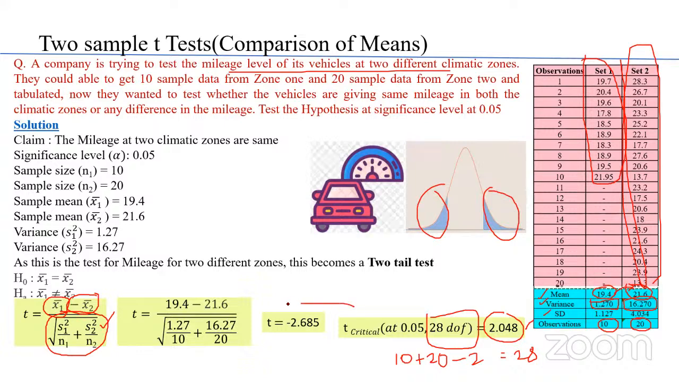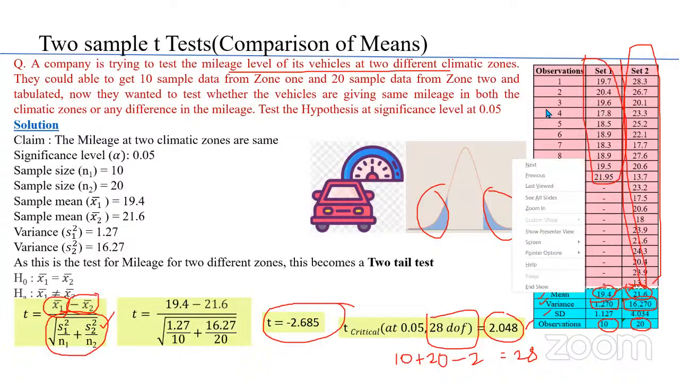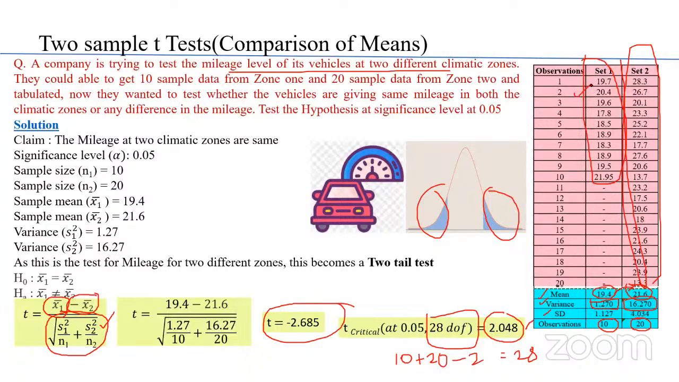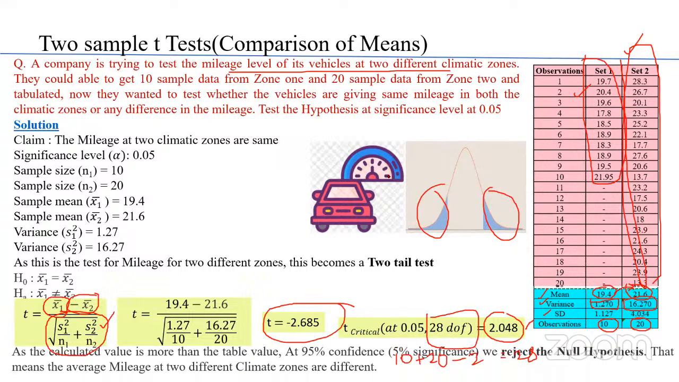And our calculated value is minus 2.685. Definitely, the first set of observations has got less performance when compared to this one. That's why I got a negative value. In addition to that, it is beyond 2.048, so that should be rejected. So that means mileages in two areas are not the same. Clear?